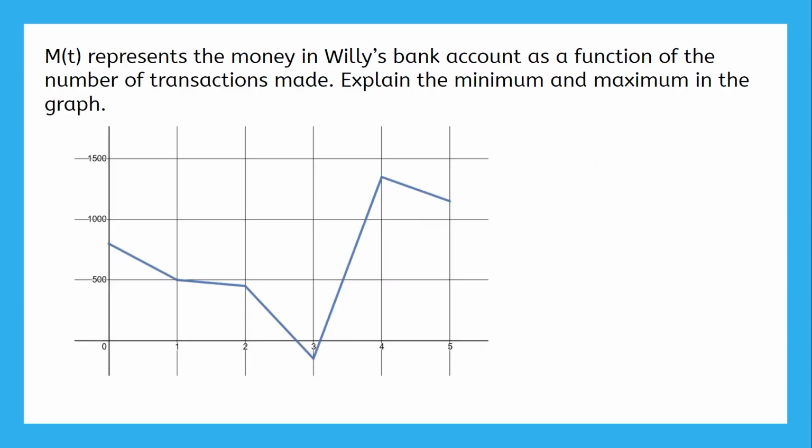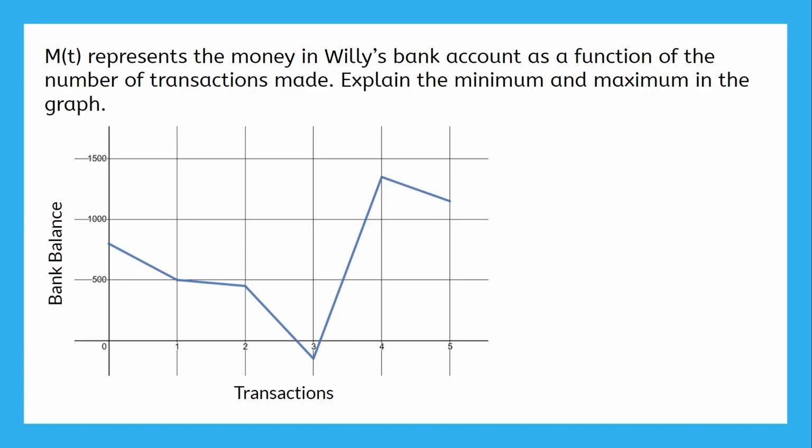M of t represents the money in Willy's bank account as a function of the number of transactions made. Explain the minimum and maximum in the graph. Just like before, first we need to know the input and the output. Since his bank account balance depends on the transactions he makes, the input is the number of transactions, and the output is how much is left in Willy's bank account.